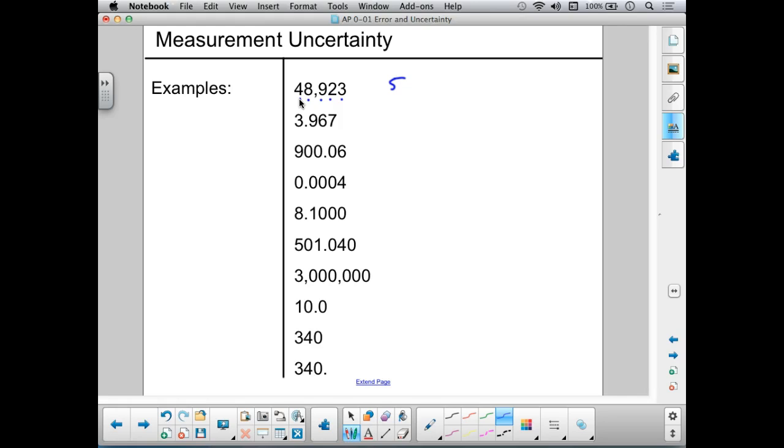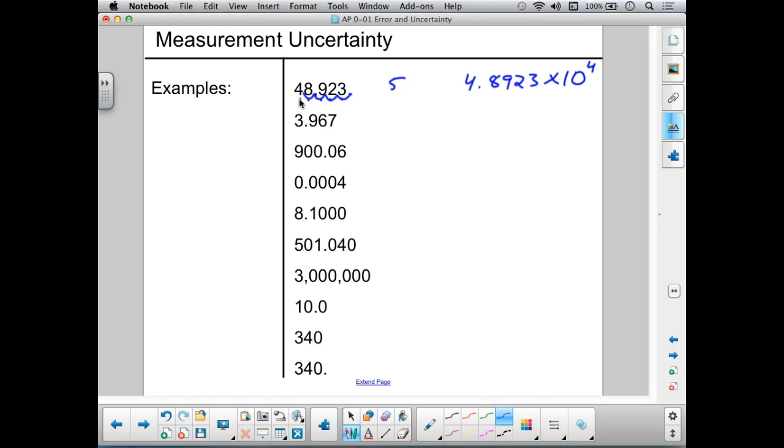And if I wanted to write this in scientific notation, it would actually show me all those values. My decimal is here, 1, 2, 3, 4. I could write this as 4.8923 times 10 to the 4th. Then you can easily see in scientific notation that there are 5 significant figures, because those are the only numbers that we have to show. That's the advantage of using scientific notation.